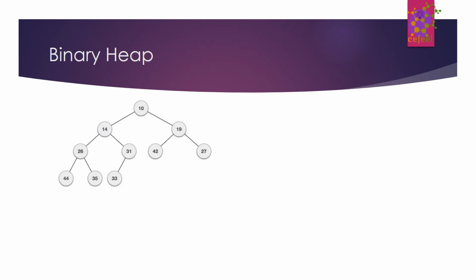Now let's see this tree. In this binary tree we have 10 as the root, and its children are 14 and 19. Both of them are larger, and the children of 14 are larger than 14, the children of 19 are also larger than 19, 42 and 27, and the children of 26 are also larger than 26, and the children of 31 are also larger than 31.